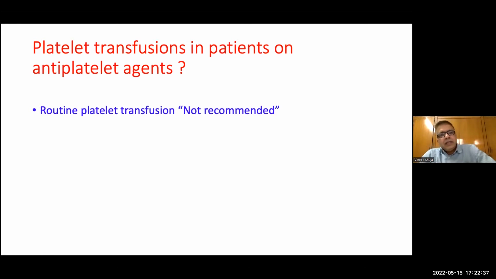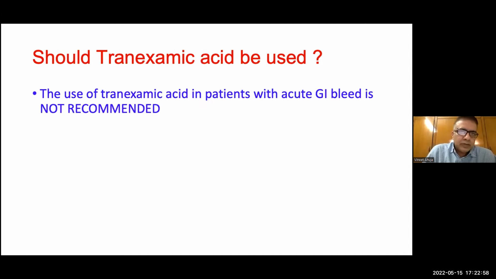What would you do if the patient is on antiplatelet agents? When the patient is having upper GI bleed, do you think this is a case for platelet transfusions? No. Routine platelet transfusion in such a setting is not required, unless the patient has thrombocytopenia with platelets below 30,000 or so. In case of upper GI bleed, then you may think of platelet transfusion.